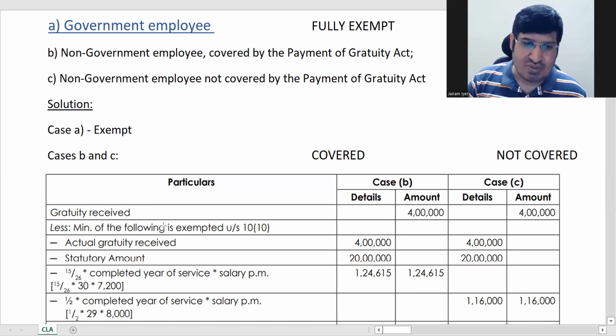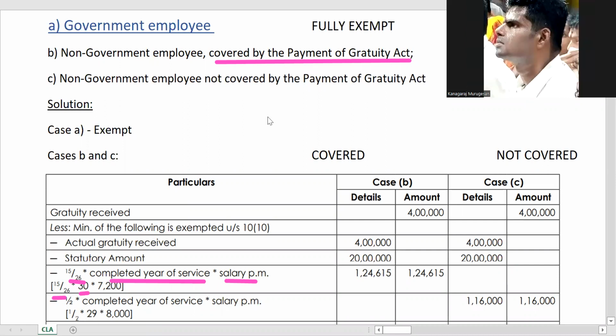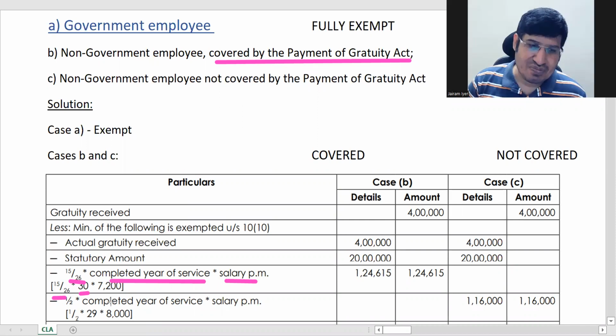Now one is covered. If it's covered by the Payment of Gratuity Act, what is the formula? You have to use 15 by 26 into completed years of service into salary per month. This is straightforward. Completed years of service, you had told me 30 if covered, 29 if not covered, correct? So this is 30 and salary per month is 7,200.